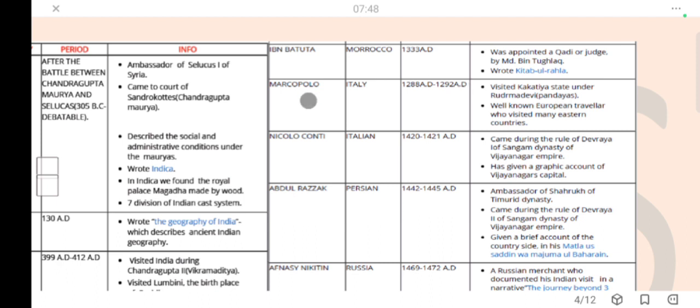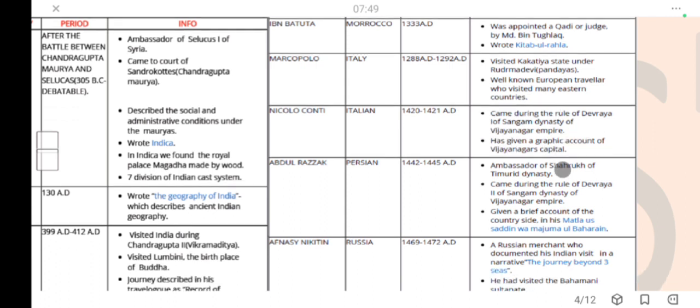Marco Polo is from Italy. He visited the Kakatiya state under Rudramadevi. That is very important. And Nicola Conti came during the rule of Devaraya I of the Sangam dynasty, Vijayanagara Empire. Very important.